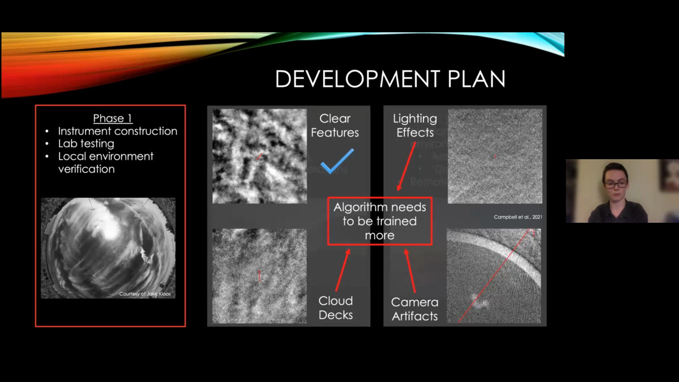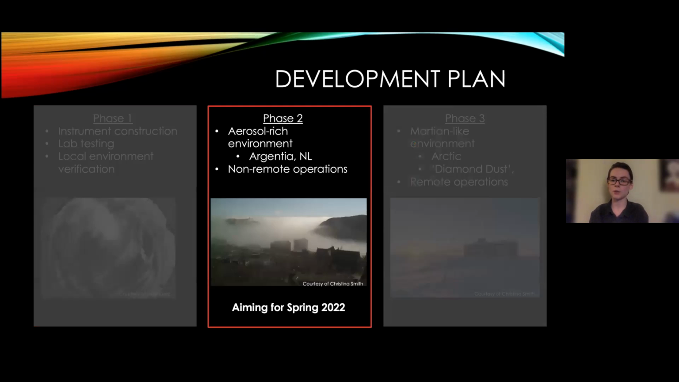So that's a great start. For phase 2, we are actually aiming for this spring, upcoming spring. So I'm currently in contact with a group that can hopefully help us get to Argentia in Newfoundland.